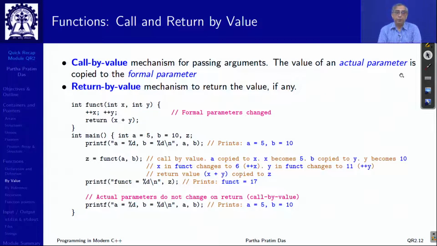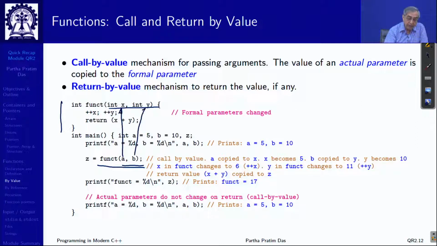Now, in C functions are called by value, that is, by actual parameter. If this is the function and this is its call, then x, y are formal parameters and a, b are actual parameters. So, when I make this call, the value of a is copied to x, the value of b is copied to y, which means x and y get locations which are different from a and b, and they just get a copy of the value. Right?